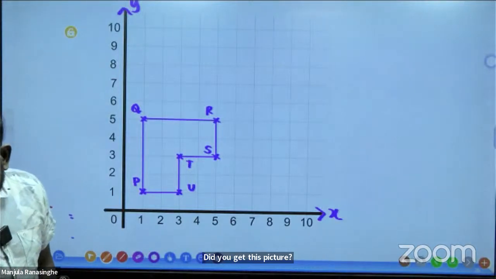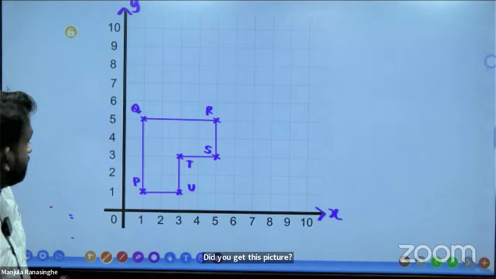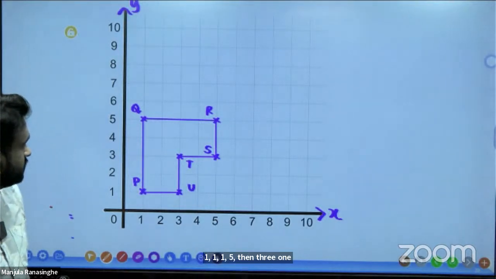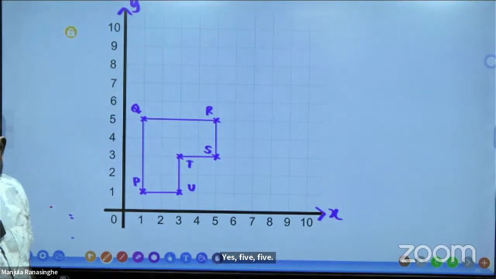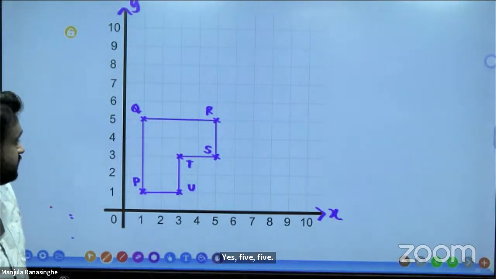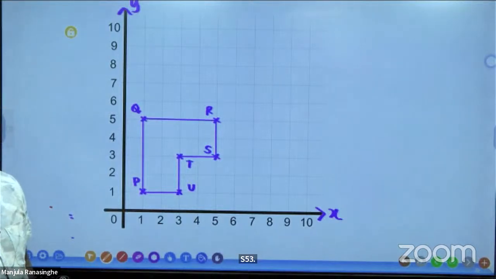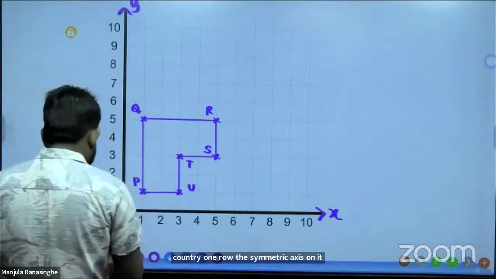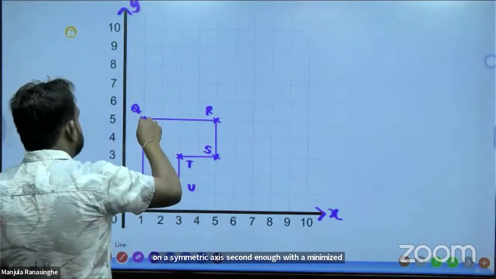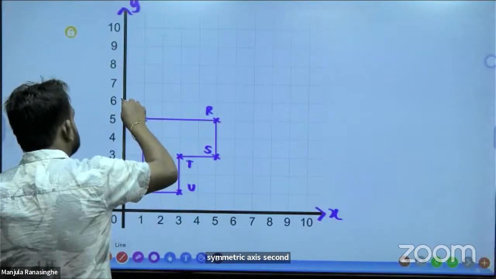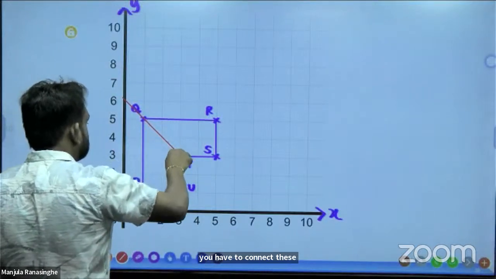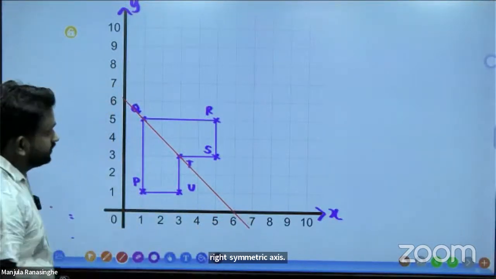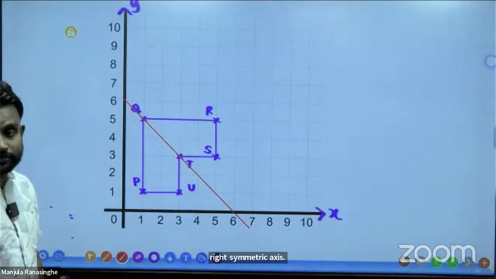Did you get this? Yes. Okay. 1 1, 1 5, then 3 1, yes, 5 5, then S 5 3, then 3 3, and 3 1. Draw the symmetric axis on it. This is how the symmetric axis is. You have to connect these, right, symmetric axis in this way. So this is the symmetric axis.